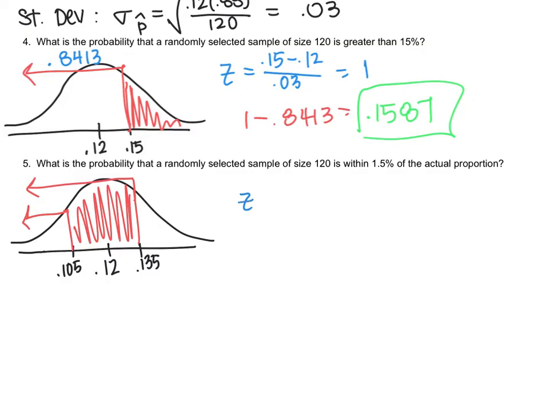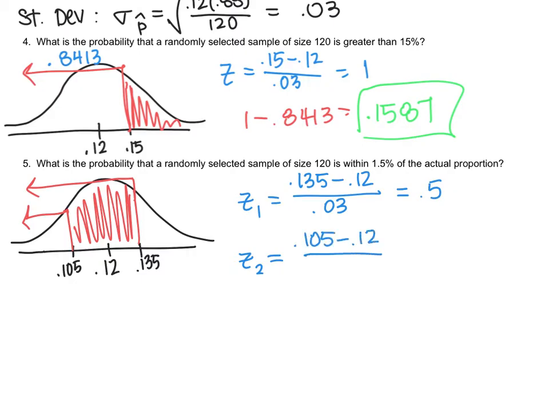So our first z-score, I'm going to do the 0.135 minus 0.12 over 0.03, which we already know the numerator should give us 0.015 because we're within 1.5%. Then we divide by 0.03, and we're going to get 0.5. And our second z-score is 0.105 minus 0.12 over 0.03, which will get negative 0.015 in the numerator, which gives us negative 0.5.